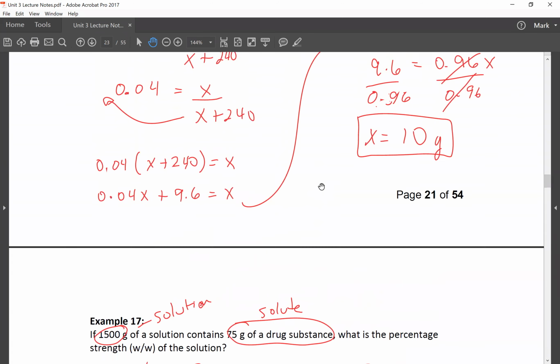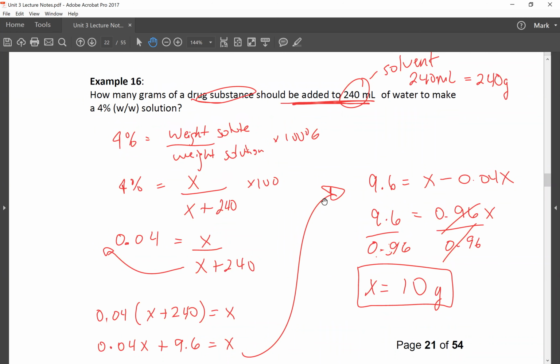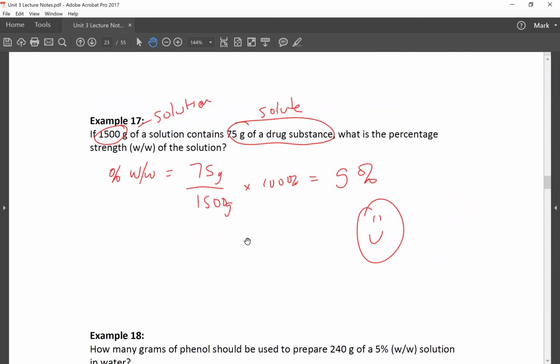This one above, I don't know if whoever made this book wanted example number 16 to be this challenging. Again, it's challenging because we don't know the weight of the solution. But this one, number 17, is nice and easy.